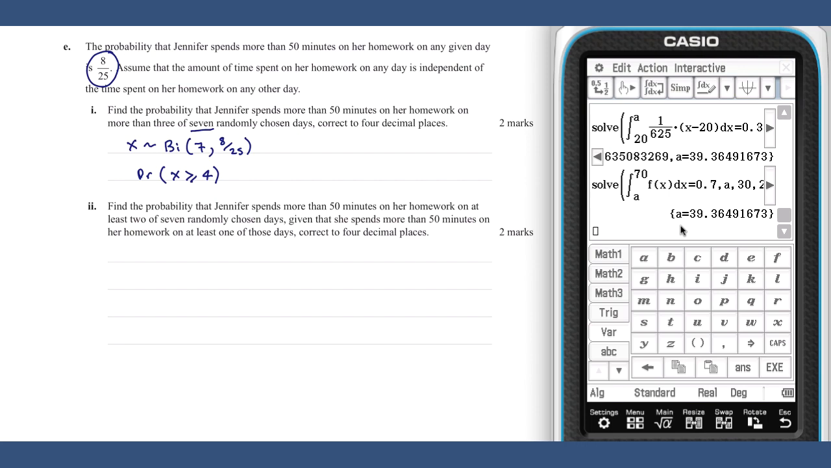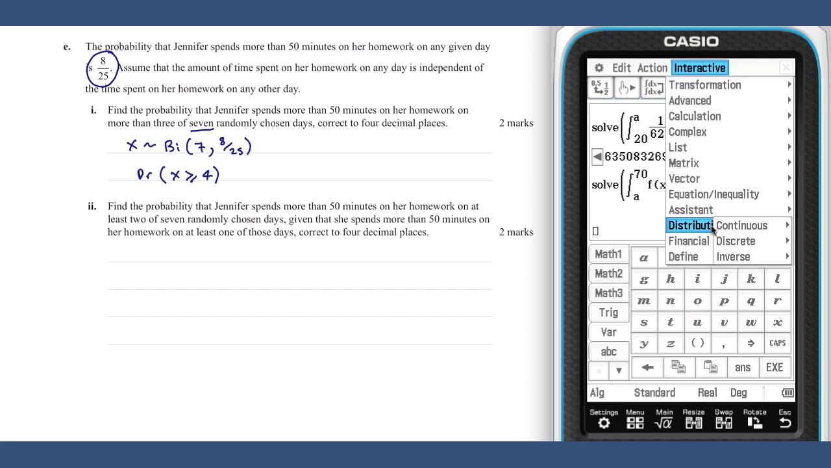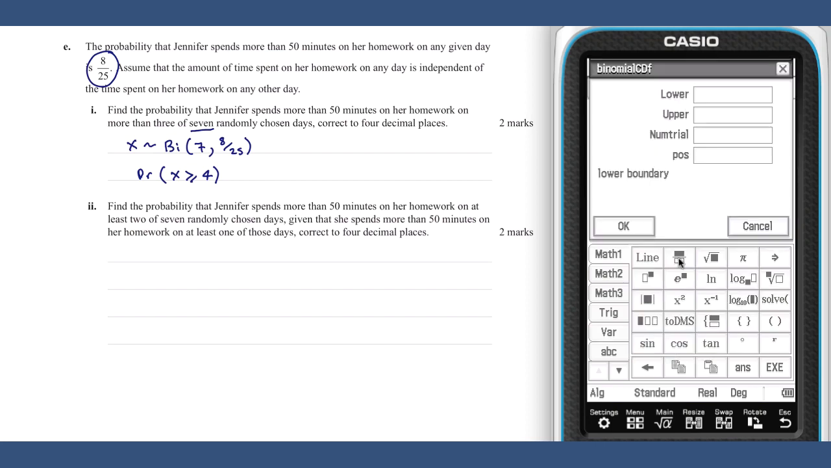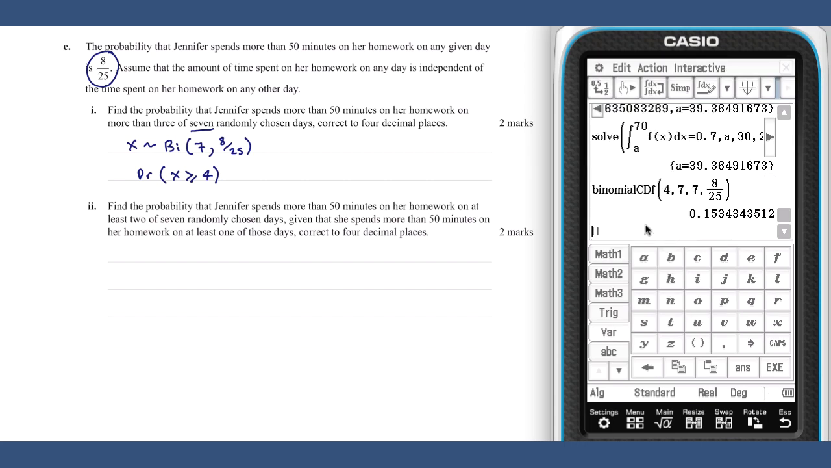This can be calculated using the distribution command in main menu. Giving us a probability value to 4 decimal places of 0.1534.